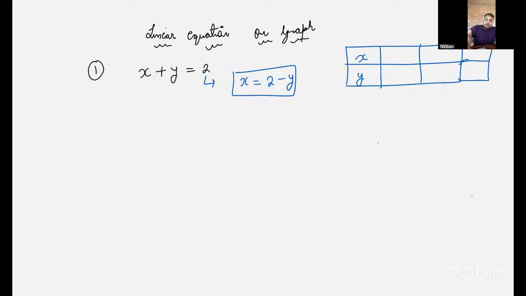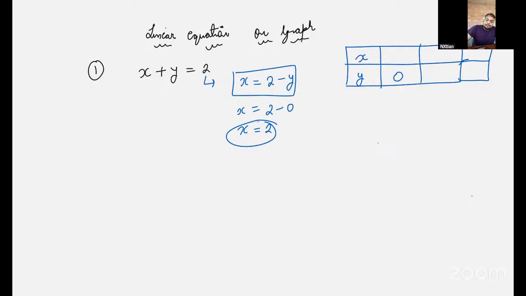Now, you have to assume any value of y. Any value. So, for example, in the first case, I will assume 0. So, Obed, if you put the y value as 0, what will you get for x? The x value will be 2 because 2 minus 0 is 2. Nayantara, Miracle, Abraham, David, got it?